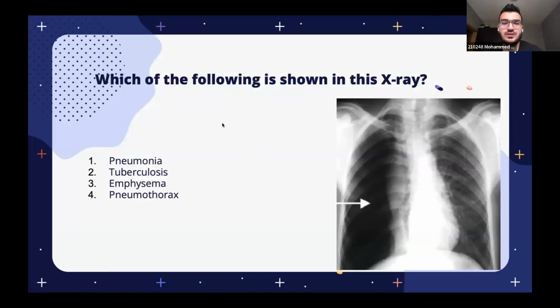Okay, so this is the second question. Which of the following is shown in this X-ray? I want you all to answer. Yes, perfect. It's a pneumothorax. Okay, is it a right or left pneumothorax? Okay, perfect. So how did you know it's a pneumothorax? What did you see that made you know that it's a pneumothorax here?